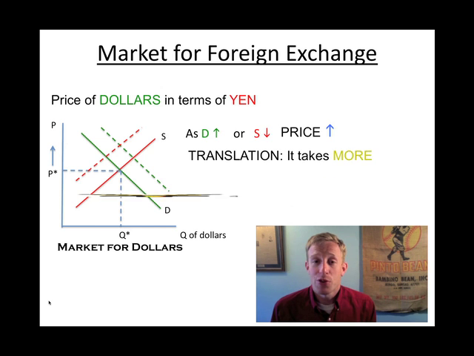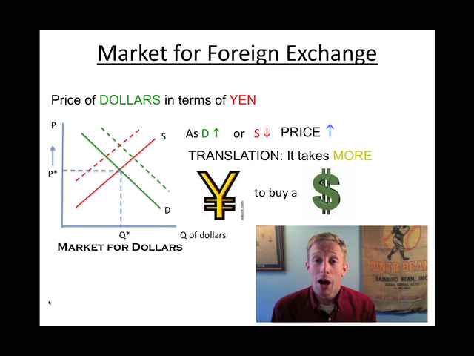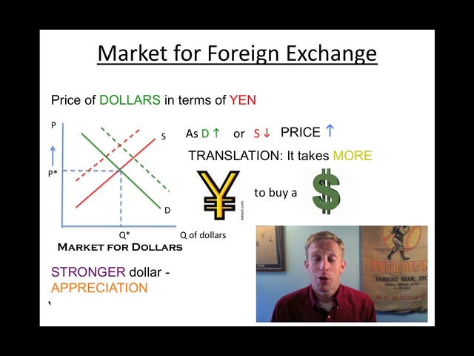This is sometimes referred to as the dollar strengthening, or getting stronger, or appreciating. And a lot of times we think, well, this is a very good thing. We want our dollar to be strong in the world. Perhaps, but perhaps not. We'll get back to that in just a second.